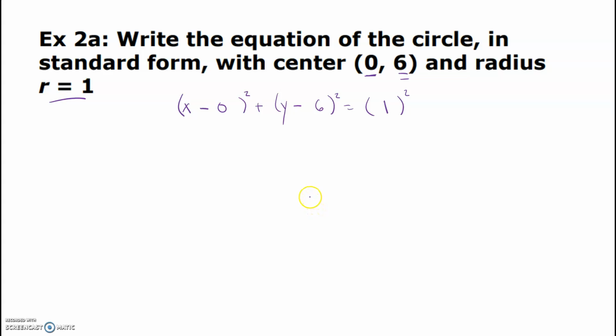And then you pretty it up. X minus 0 is just X squared. Y minus 6, we're going to leave that as Y minus 6 squared. And 1 squared is 1. Okay. This is a good time to point out whenever you have a coordinate of 0. Notice it's just X squared because you're not subtracting anything. So if you're subtracting nothing, it would be a 0.